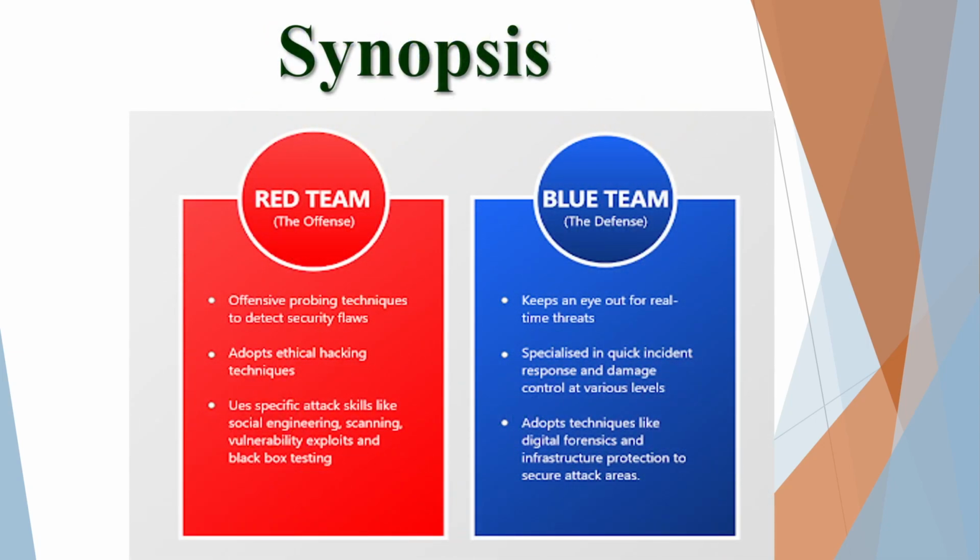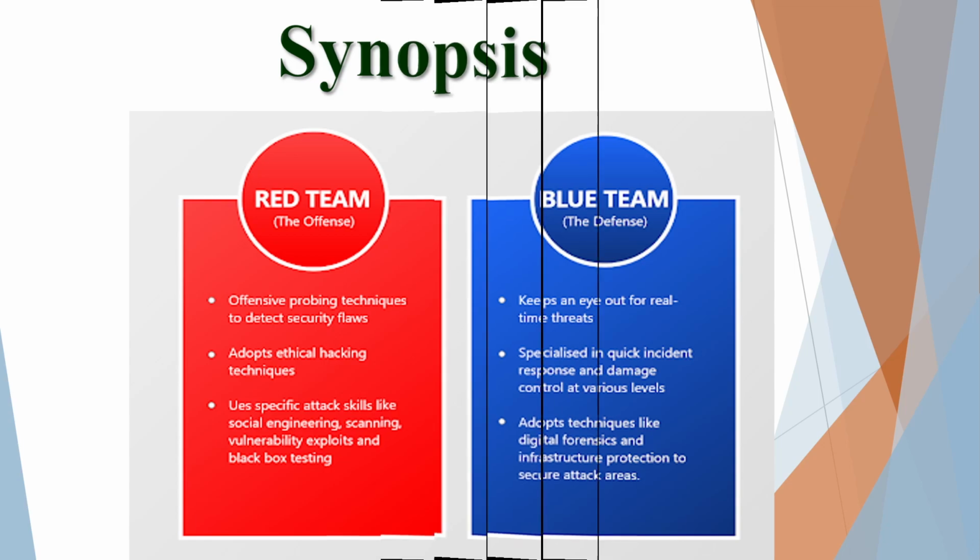Now let's see the synopsis of this PPT. Red team: offensive probing techniques to detect security flaws. It adopts ethical hacking techniques, uses specific attack skills like social engineering, scanning, vulnerability exploits, and black box testing. Now let's look at the synopsis of blue team. It keeps an eye out for real-time threats, specialized in quick incident response and damage control at various levels. It also adopts techniques like digital forensics and infrastructure protection to secure attack areas.